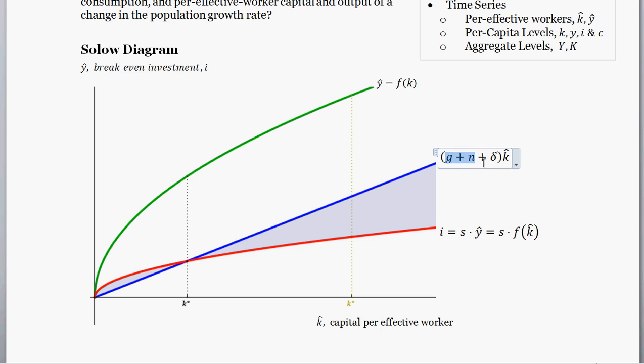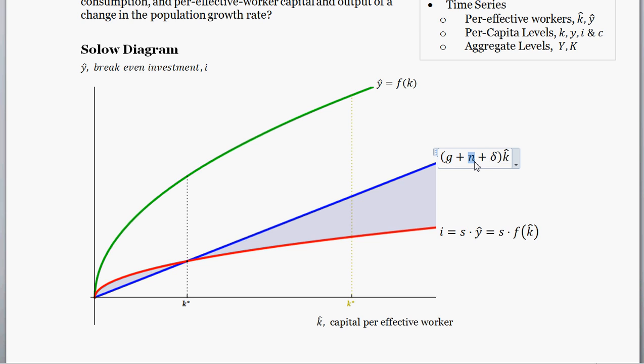So what is the blue line? The blue line is what we call the break-even investment line. So it's given some value of capital per worker or capital per effective worker down here. This blue line tells you how much capital you need to add this period in order to keep that capital per effective worker stock constant, right? So things can reduce the capital per effective worker stock, right? So depreciation obviously destroys capital. The growth rate of technology, if we're trying to keep capital per effective worker higher, but technology is bigger, we need to produce some additional capital to give those new effective workers.